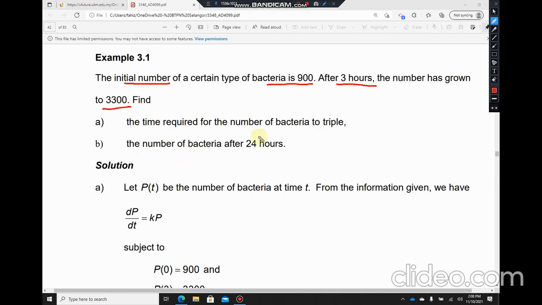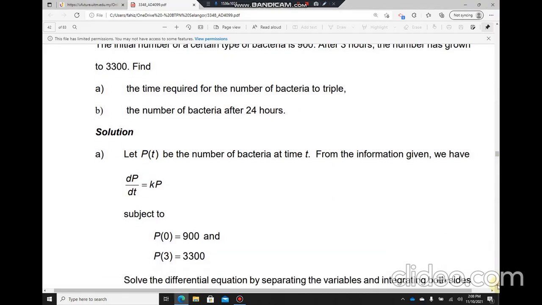Okay, bila awak dapat soalan ni, first step, you cuba kumpulkan information yang diberi. From equation dP/dt equals Kp sebab kita tahu dia adalah population growth. Tadi dia kata initial number of certain type of bacteria is 900. So untuk initial kita letakkan yang ni: population when T equals 0, this one dia mewakili T. So the population is 900. Kumpul yang ni untuk first information.